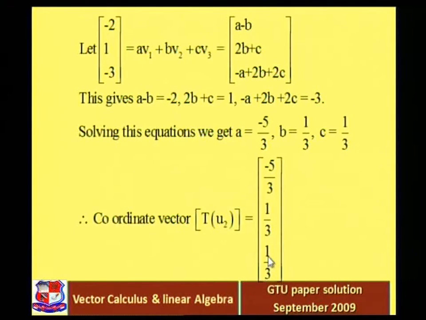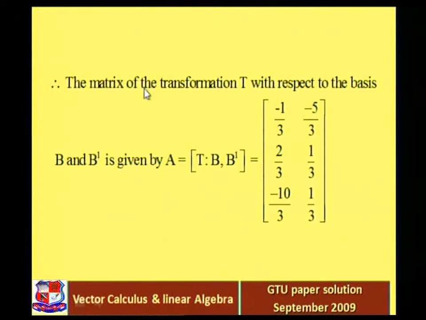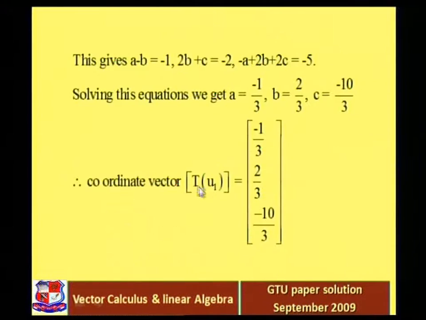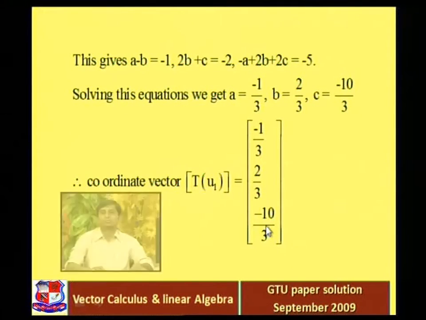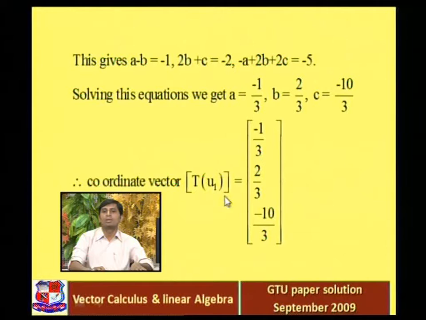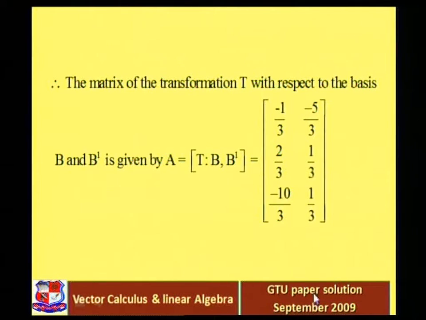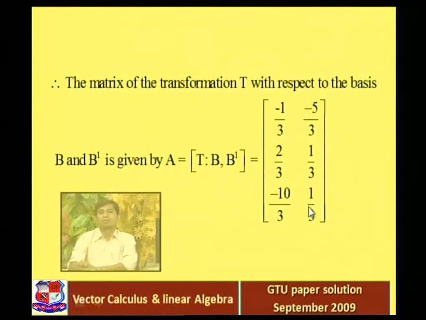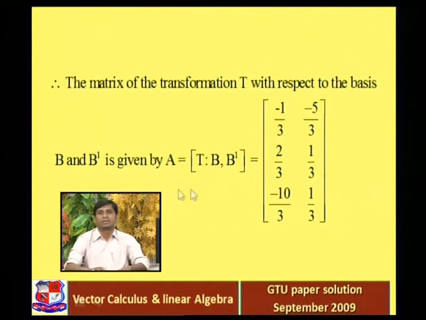So the matrix of the transformation T with respect to the basis B and B dash is given by A, T, B, B dash. The first column of our answer matrix is this T of U1, and the second column is the column vector T of U2. Okay, so this is the answer of this question, and this question was asked for 4 marks in this question paper.